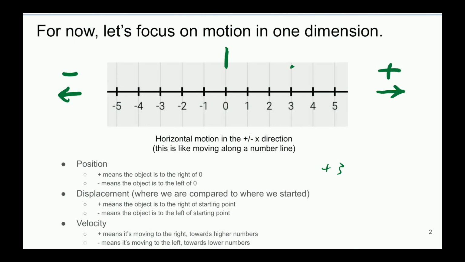Displacement, I'll remind you, is moving from one spot to another and comparing where we are to where we started out. So if we start out at 3 and move to 5, the displacement is 5 minus 3 equals 2. I'll put the plus for emphasis there. So displacement, just like position, can be represented with plus and minus. The only difference is that for position, we're talking about where we are compared to the 0 point, and for displacement, where we are compared to where we started.